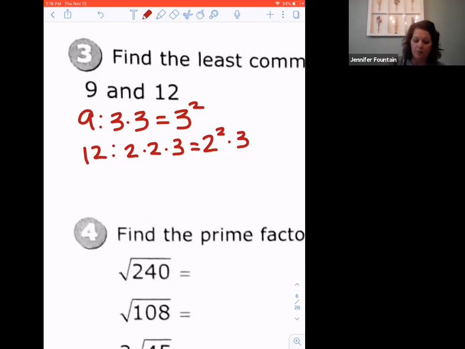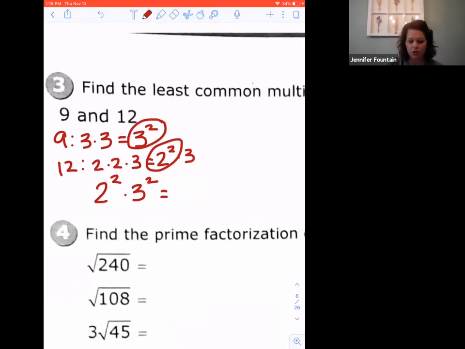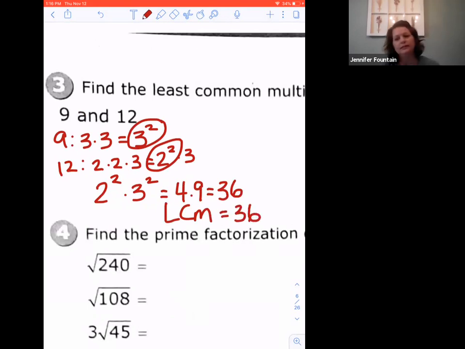So when I'm listing out my number 2, I'm going to use 2 squared. And then for 3, I use 3 squared. So I'm going to have 2 squared times 3 squared. 2 squared is 4. 3 squared is 9, and 4 times 9 is 36. So the least common multiple of 9 and 12 is 36.